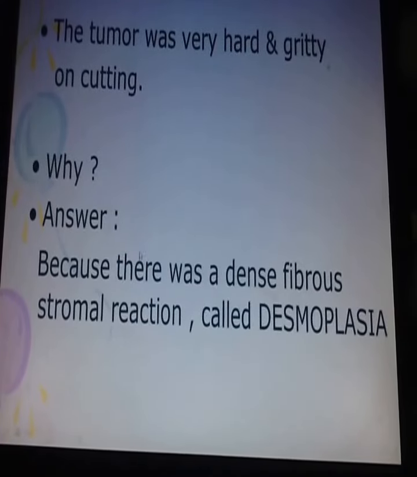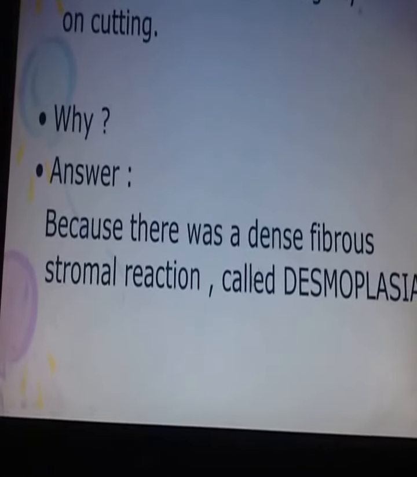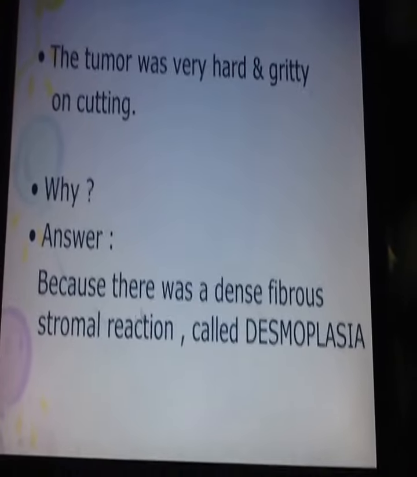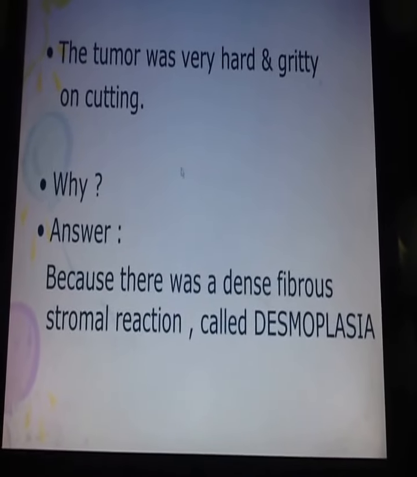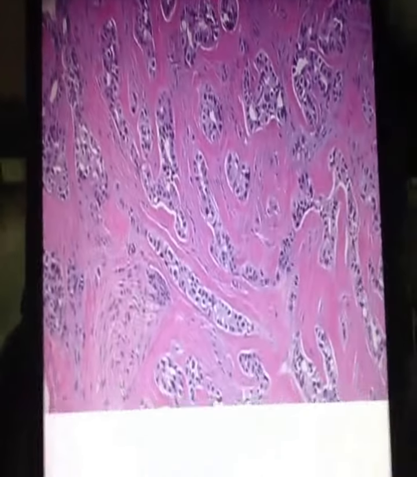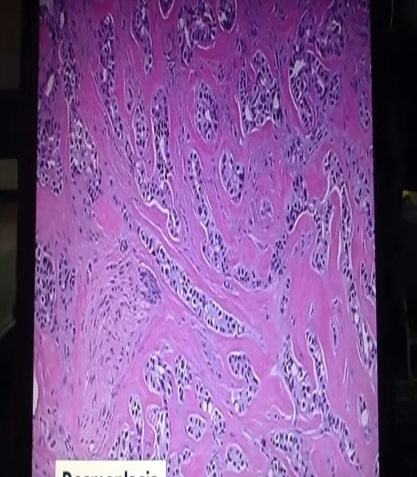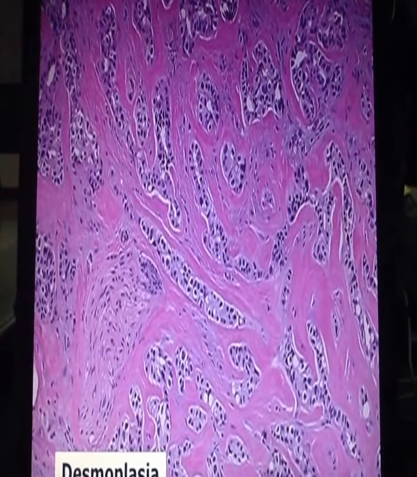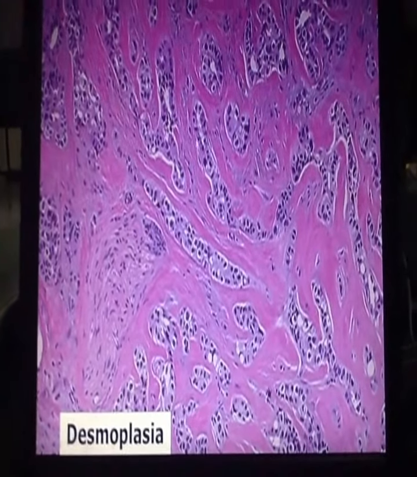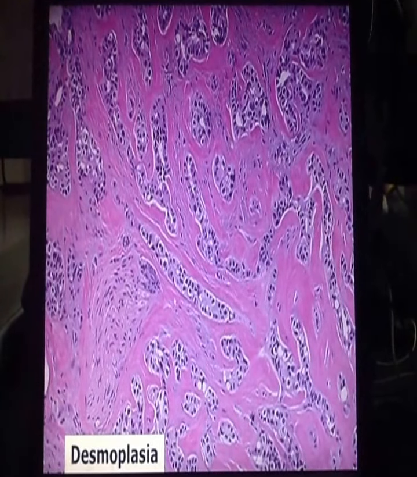Why is that? Usually tumors develop what we call desmoplasia, or desmoplastic reaction. This desmoplastic reaction, which is a dense fibrous stromal reaction surrounding malignancy, causes the tumor to be hard. And under the microscope, this is how it shows. We have those malignant ducts or malignant glands, malignant cells forming glands, and in between you could see this pinkish material, which is fibrous material, in between the malignant cells. This is what we call desmoplasia.